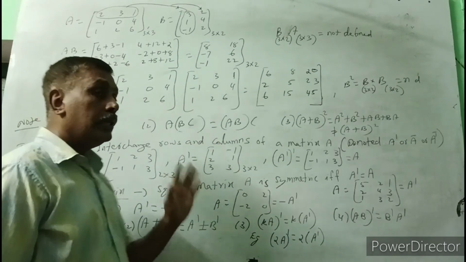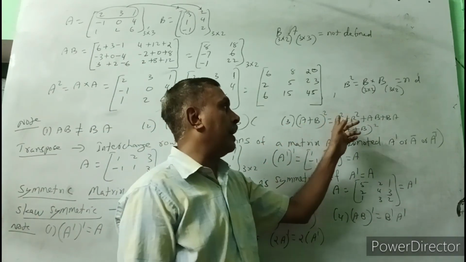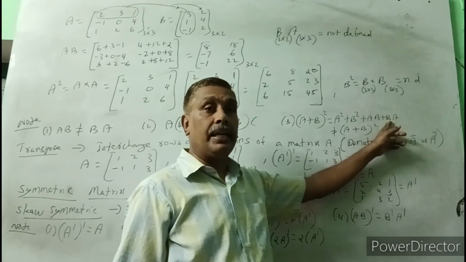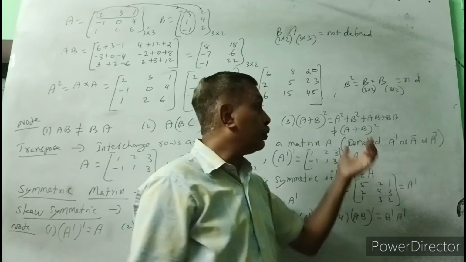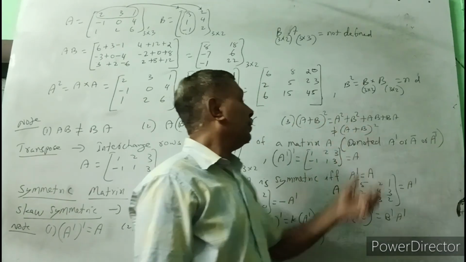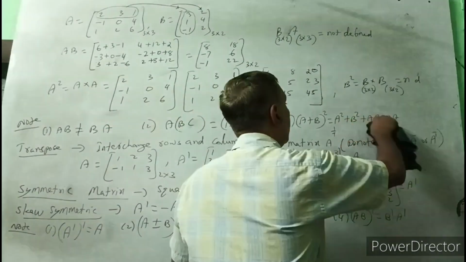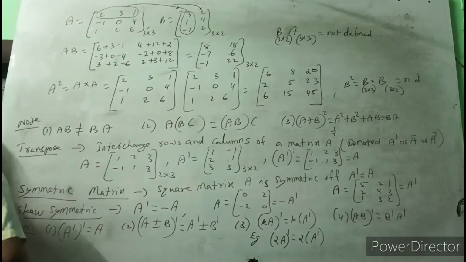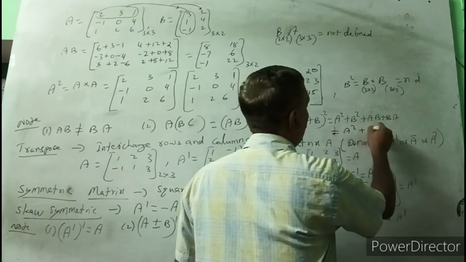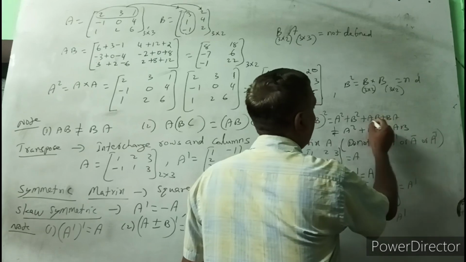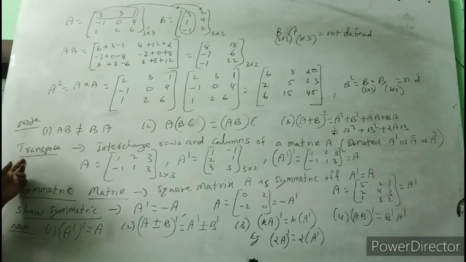Matrix multiplication is associative. You see, A plus B the whole square means A plus B into A plus B. If you are opening the bracket, you will get A square plus B square plus AB plus BA. But it is not equal to A square plus B square plus 2AB, because AB and BA are not the same. I cannot write that. The reason is AB not equal to BA.